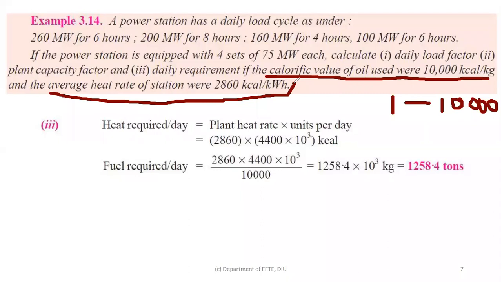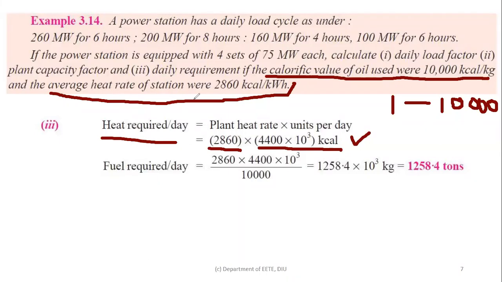So we have already the daily requirement. They are asking for the daily requirement. We have already found the value of the daily power generation in kilowatt hour, and they are giving us the heat for 1 kilowatt hour. So we just multiply those values. The heat required per day is the heat per kilowatt hour times the total kilowatt hour generated for that day. If we multiply that, we will get the total heat.